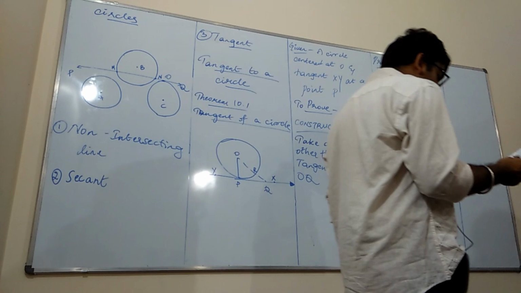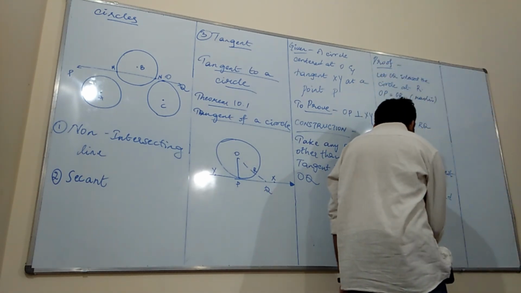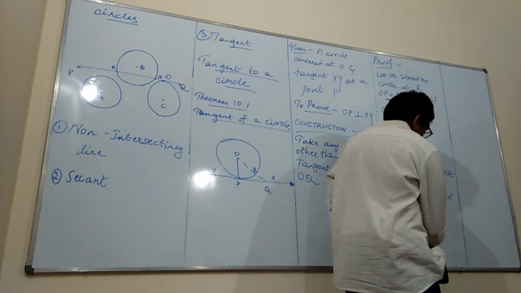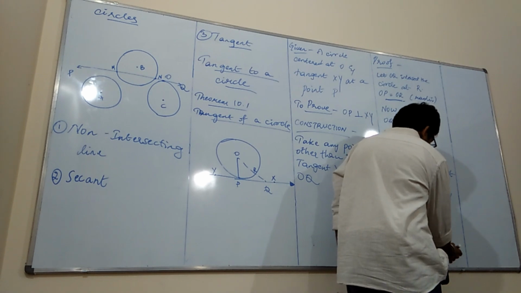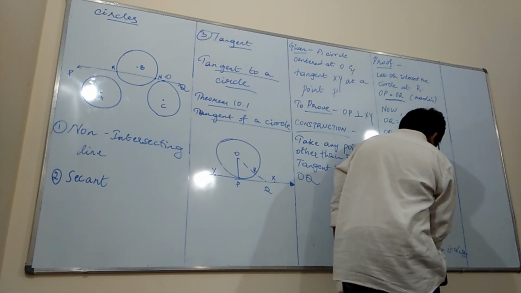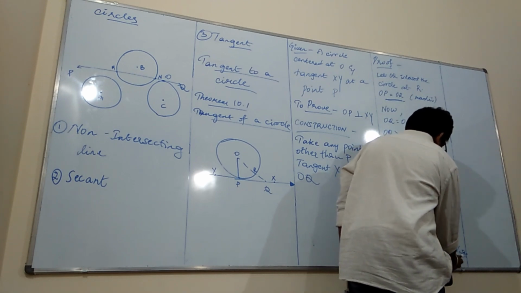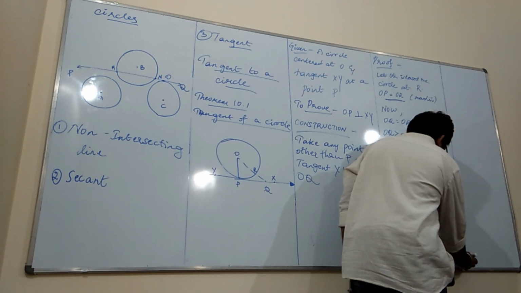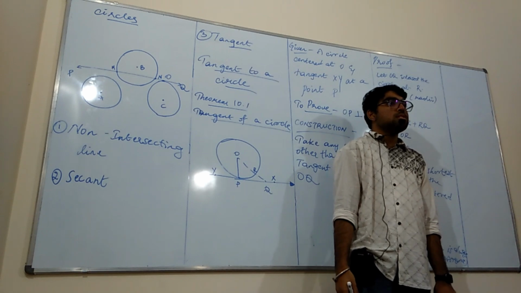So perpendicular distance is always the shortest distance. How can I tell the perpendicular distance is the shortest distance?